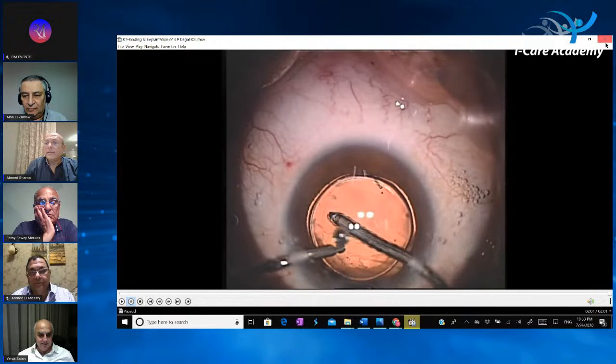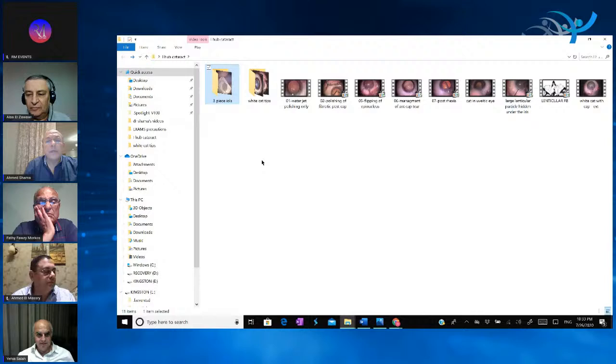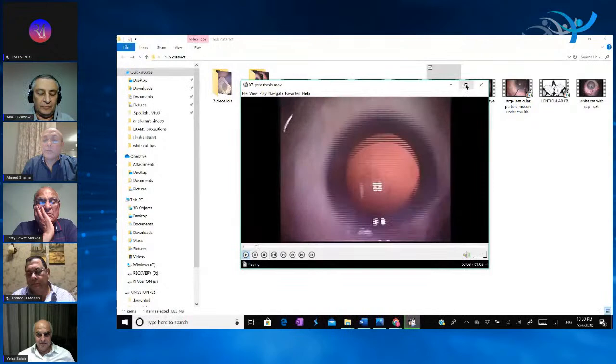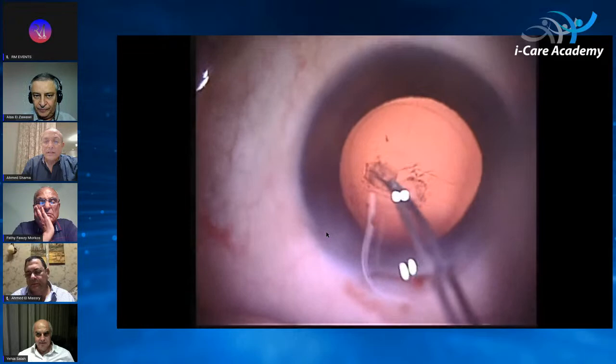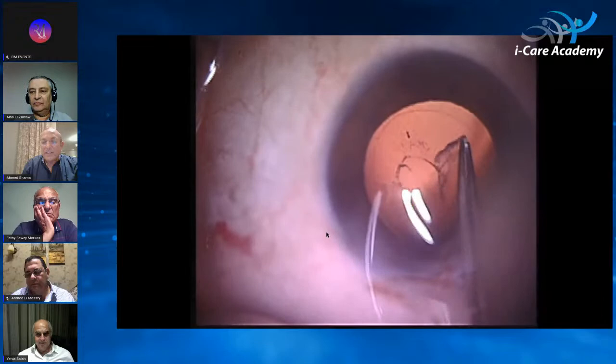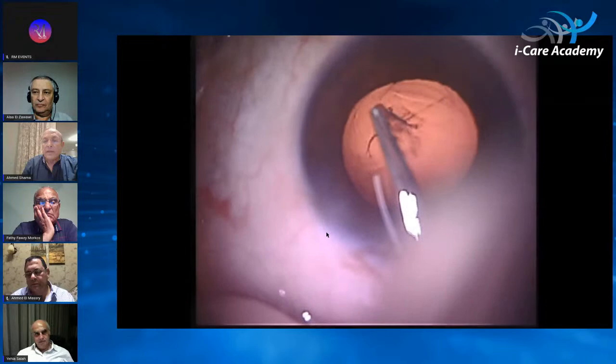The last video that I'm going to show you is the posterior axis that I sometimes do. If I find the posterior capsule opaque, I can get rid of this opacity easily with polishing, or you can do the posterior axis.